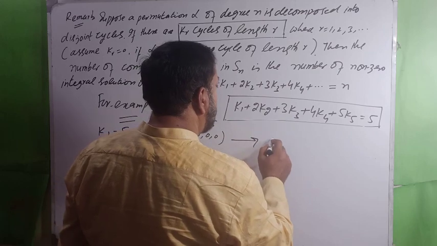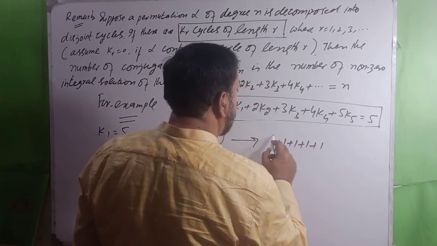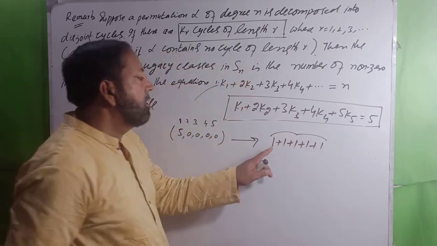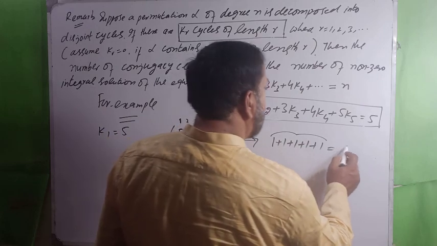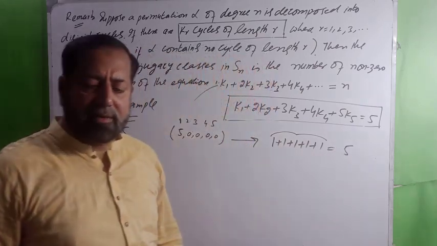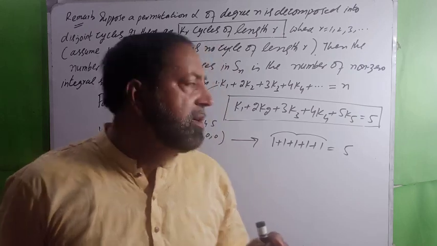This is in fact 1 plus 1 plus 1 plus 1 plus 1, which means 5 cycles of length 1. This is equal to 5. This was the corresponding partition. This is one partition.